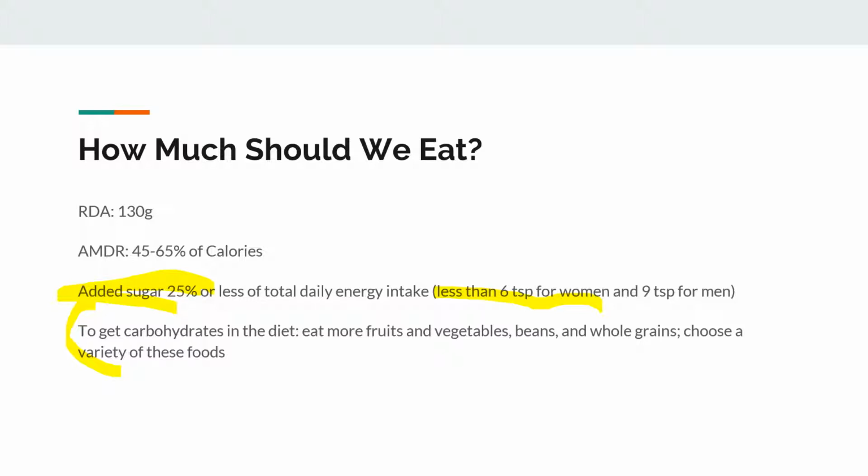So this would not include fruit sugar or sugar coming from the beet or the carrot or the potato. This would be things like your breakfast cereals or any sweetened beverages or any sugar added to coffee, muffins, waffles, bread products, all those things. Those are added sugars. And so really a basic suggestion for how to eat carbohydrates is to simply eat more fruits and vegetables, beans, and whole grains, and to choose a variety of these foods. So these are really your healthiest sources of carbohydrate in the diet.